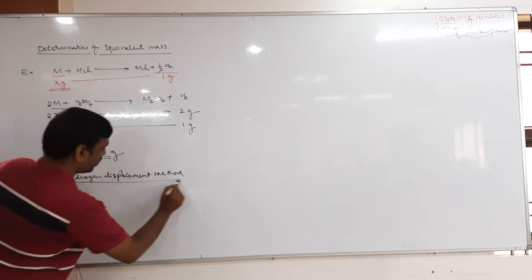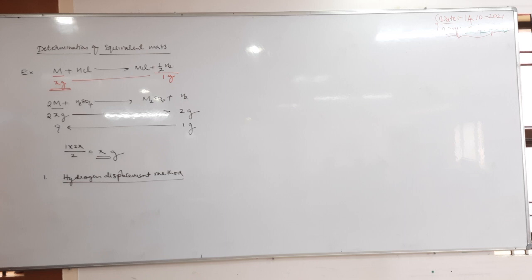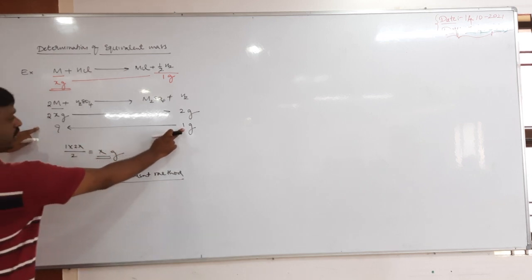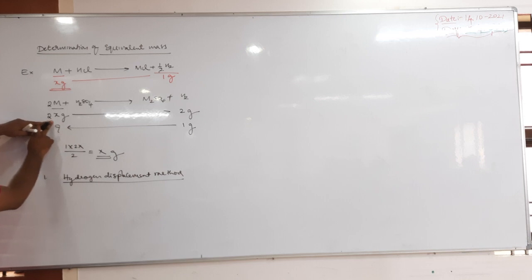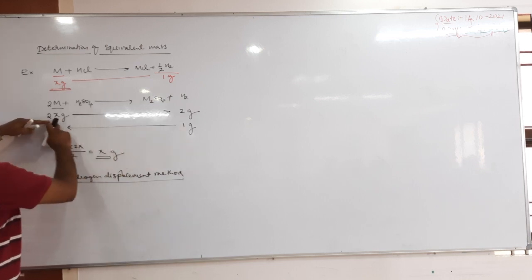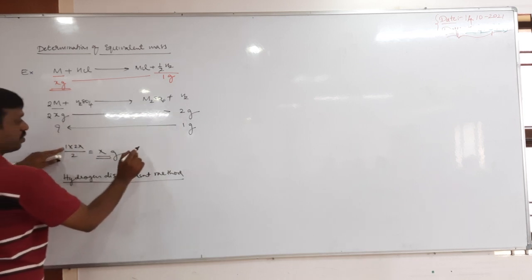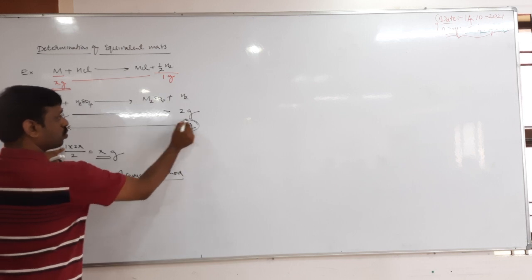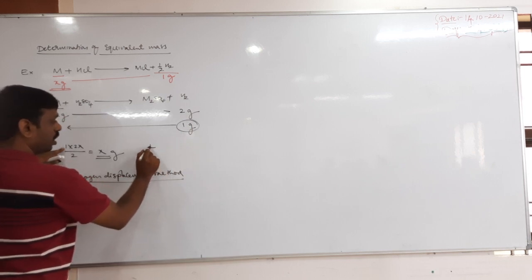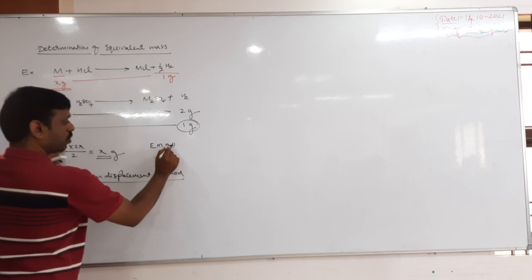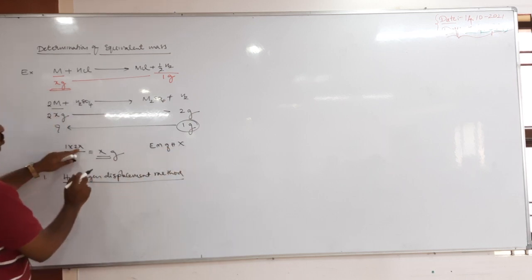Hydrogen displacement method. Now tell me, in the hydrogen displacement method, we can write the formula like this: 1 into 2x, and next, 1 into 2x divided by 2. Now tell me, what is this 1? This 1 is the equivalent mass of hydrogen. And 2x is what?